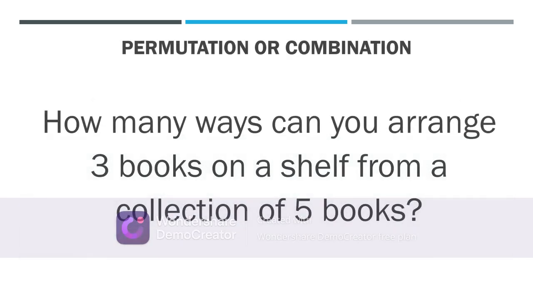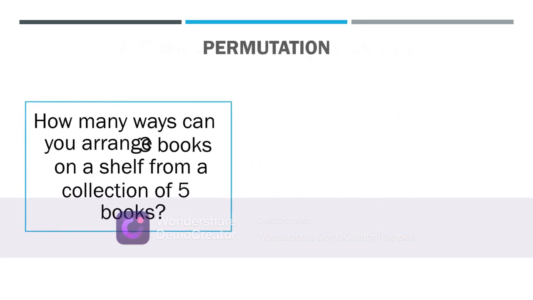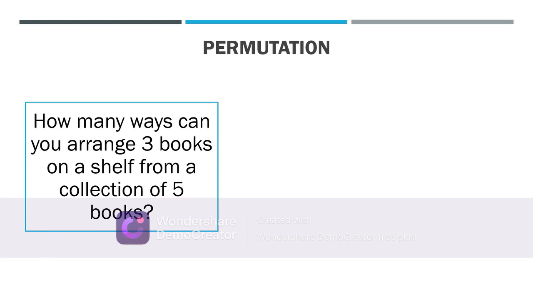How many ways can you arrange 3 books on a shelf from a collection of 5 books? So again, how many ways can you arrange 3 books on a shelf from a collection of 5 books? So una nating titingnan if are we going to rearrange ba or are we going to select. So based on this, we are going to arrange. Okay, so this is permutation. So since permutation, anong formula ang gagamitin?